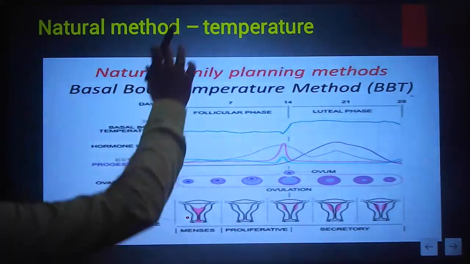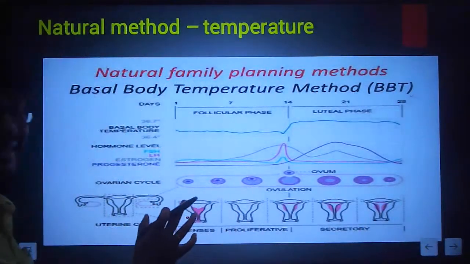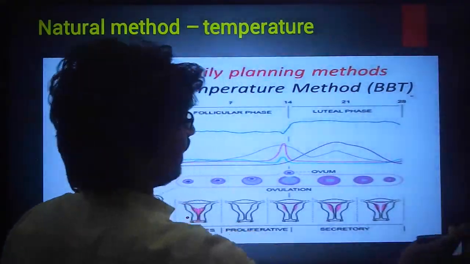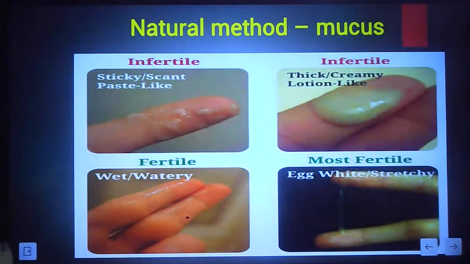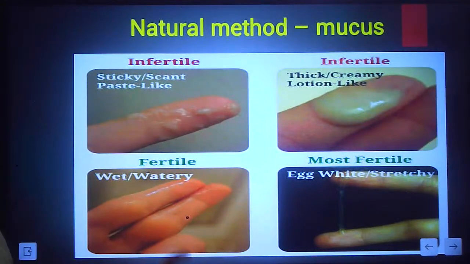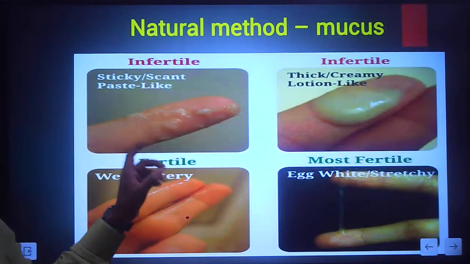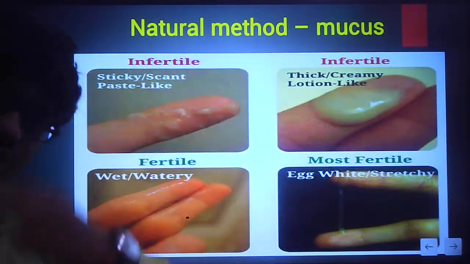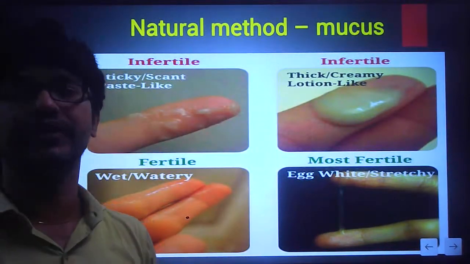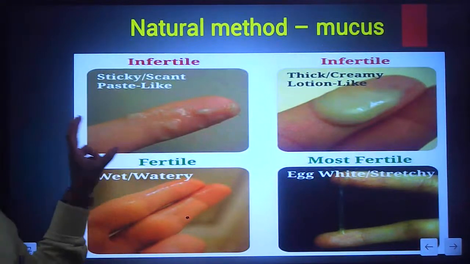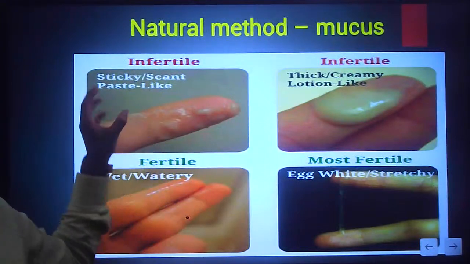Okay, fine. This is again the temperature method. So we are done with the calendar method and then the temperature method. These are the natural methods. Then you take the mucus method. This is a third technique, the mucus technique, where you look at the mucus that is secreted. The mucus is usually secreted throughout the menstrual cycle, because in the next chapter we are going to discuss the menstrual cycle and the secretion of the mucus.